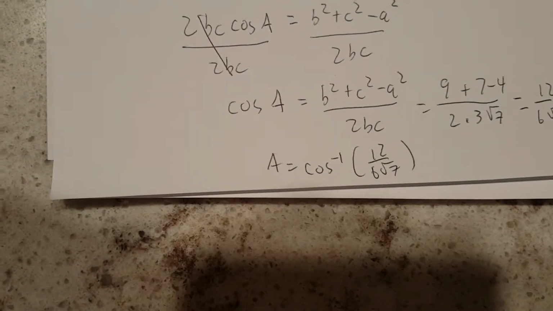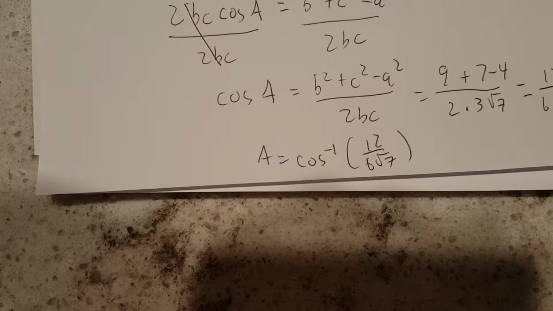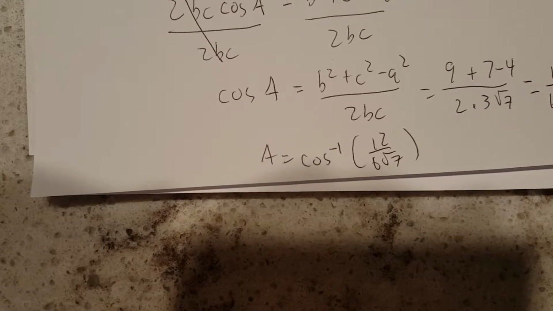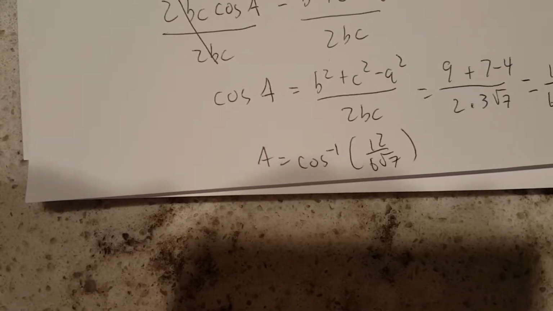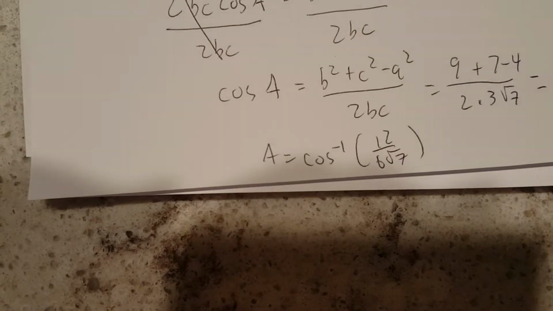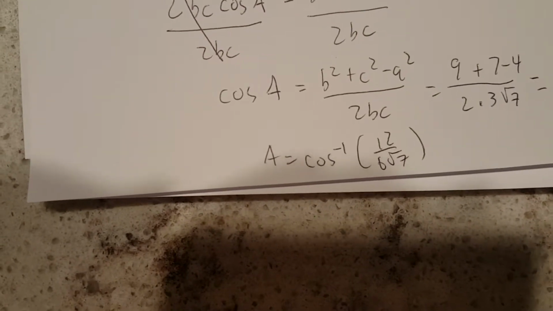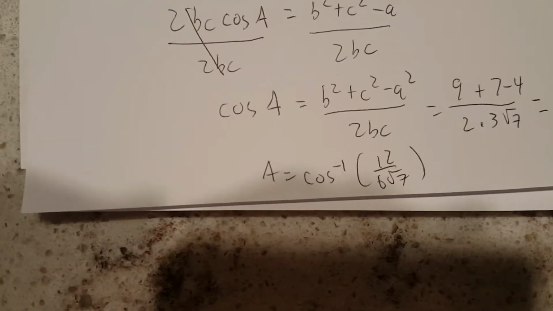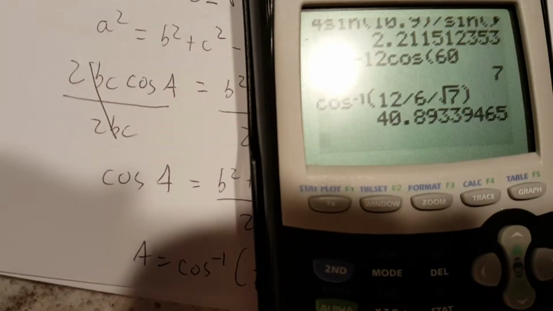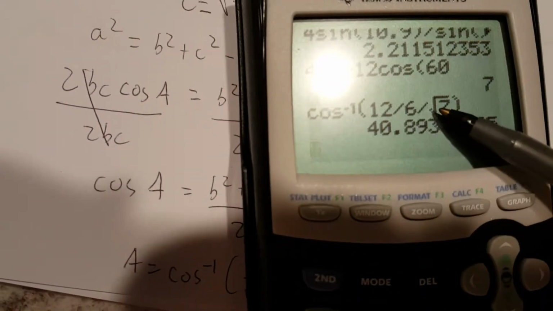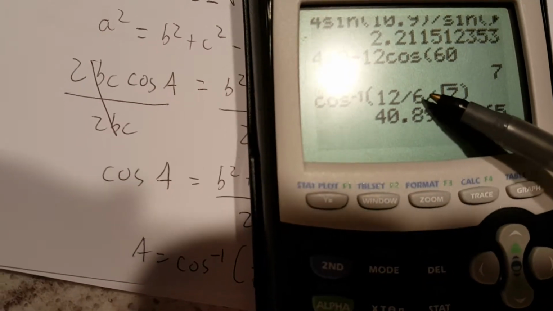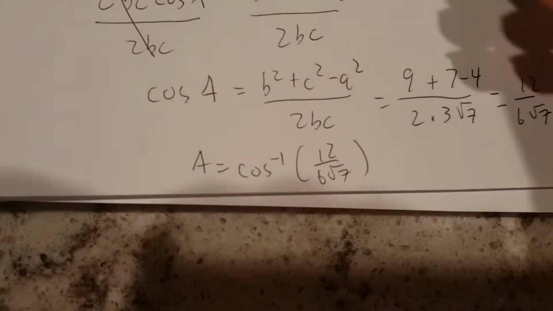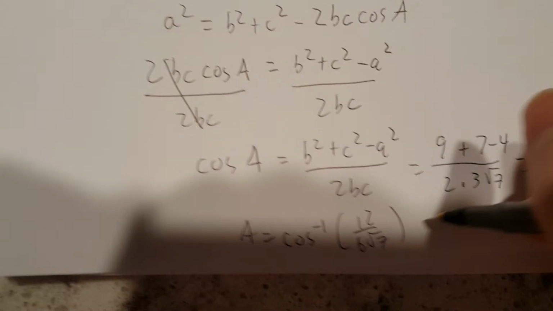And so if I do that on the calculator, I get around 40.9. Now, make sure if you enter into your calculator, you don't put the 6 and the root 7 by each other. Remember, you have to put the 6 divided by root 7. So the inverse cosine of that is around 40.9.